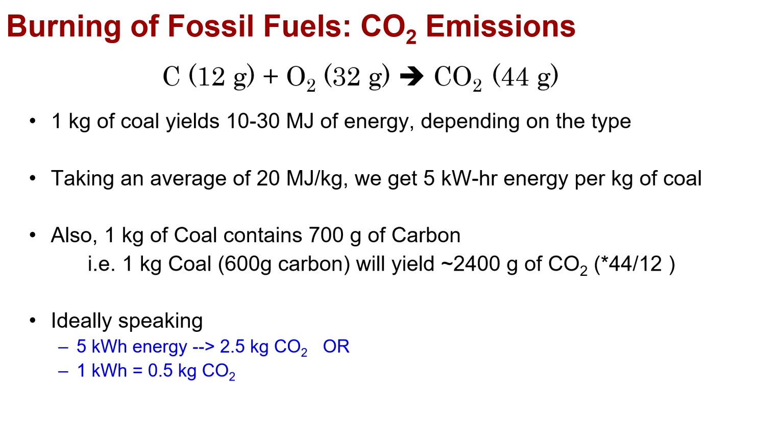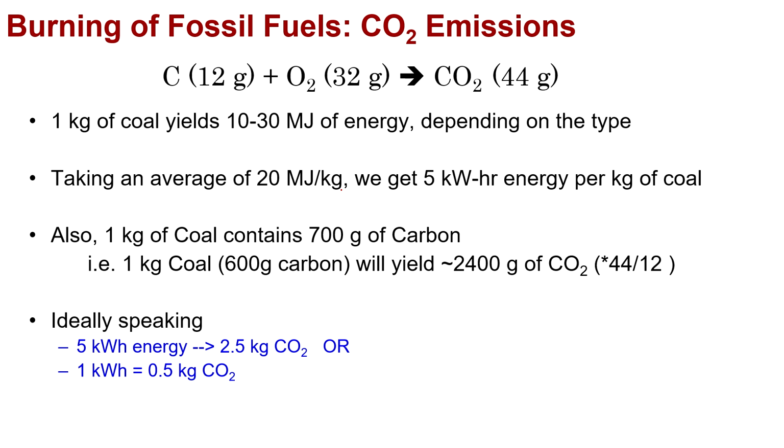Typically, 1 kilogram of coal yields about 10 to 30 megajoules of energy, which depends upon its type, what kind of coal it is. There could be multiple types of coal and not every coal is equivalent to other coal. So, some have high calorific value, some have lower calorific value. So, there is a variation in the amount of energy yield from coal. Let us say we take an average of 20 megajoule per kg, we get about 5 kilowatt hour energy per kilogram of coal. You can convert megajoule per kg into kilowatt hour.